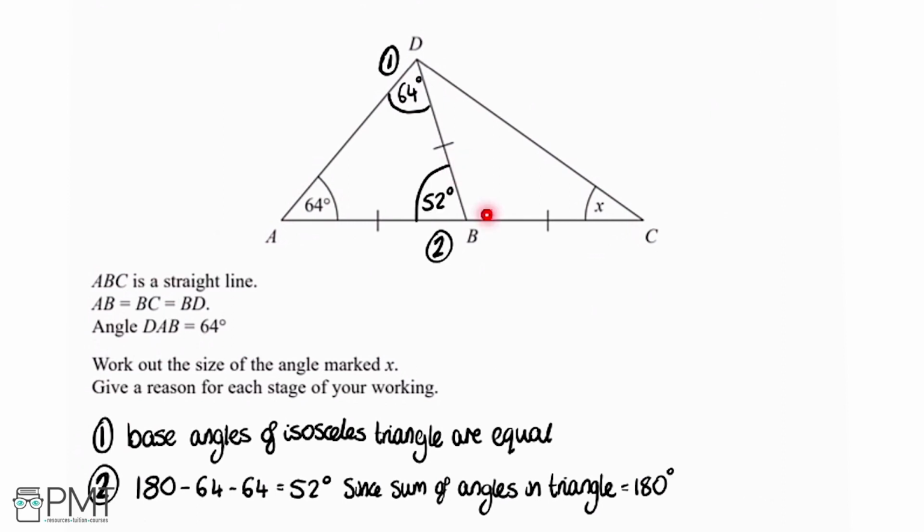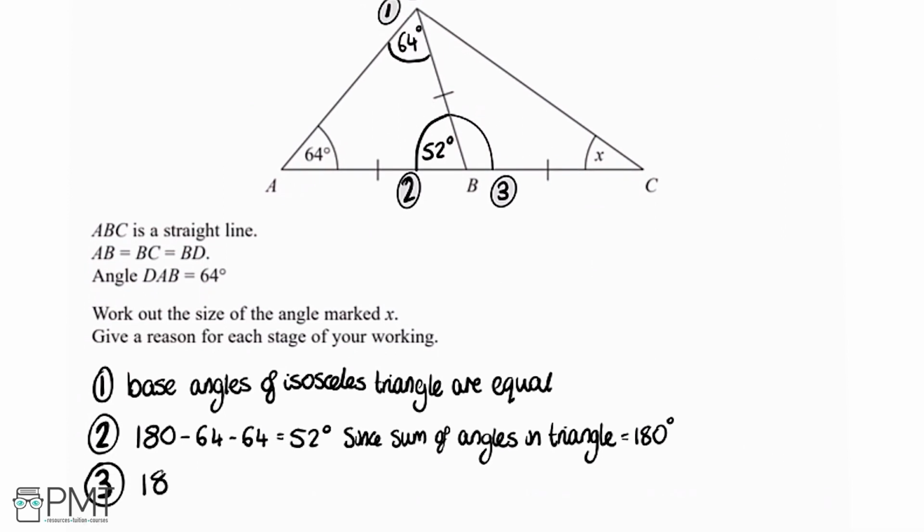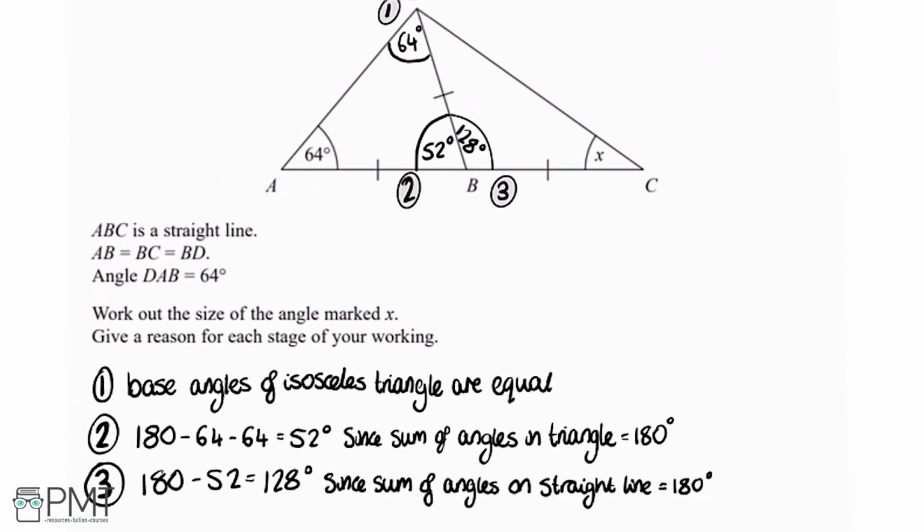Now next I think we can work out this angle here. Since angles in a straight line add up to 180 degrees, and we've got this angle here, we can work out what this is here. So if I do 180 minus 52, that gives us 128 degrees. And that's since the sum of angles on a straight line is 180 degrees.